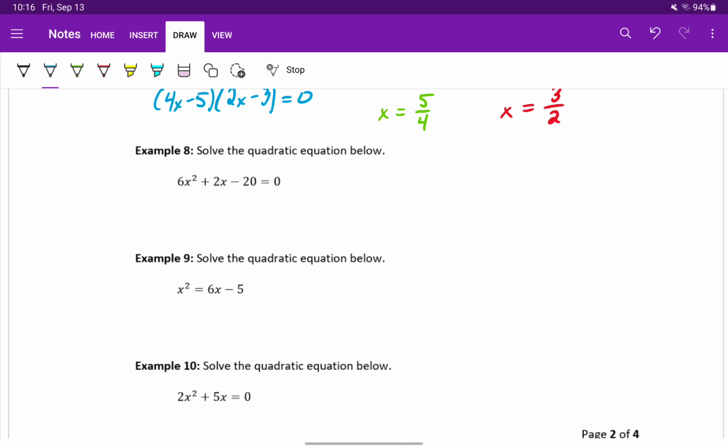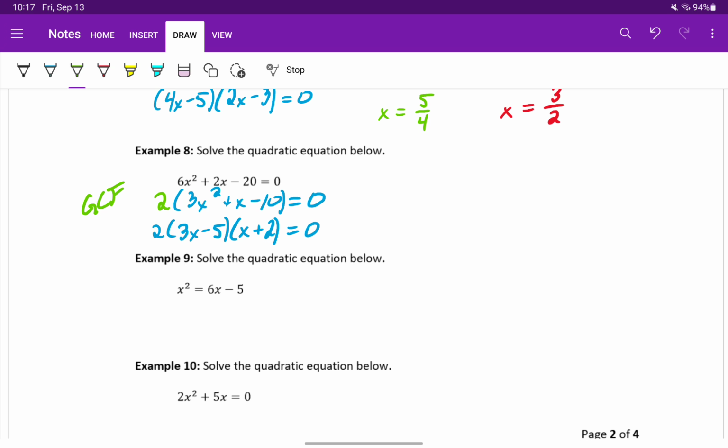In example 8, we would want to take the first step here. Anytime we're factoring, always look to see if there's a greatest common factor. Here we can pull out a factor of 2, which simplifies the remaining part of this equation to 3x squared plus x minus 10 is equal to 0. That remaining quadratic can be factored as 3x minus 5 times x plus 2 is equal to 0.